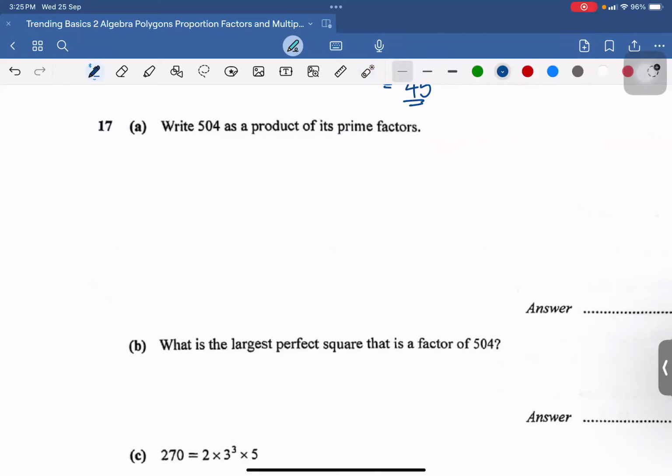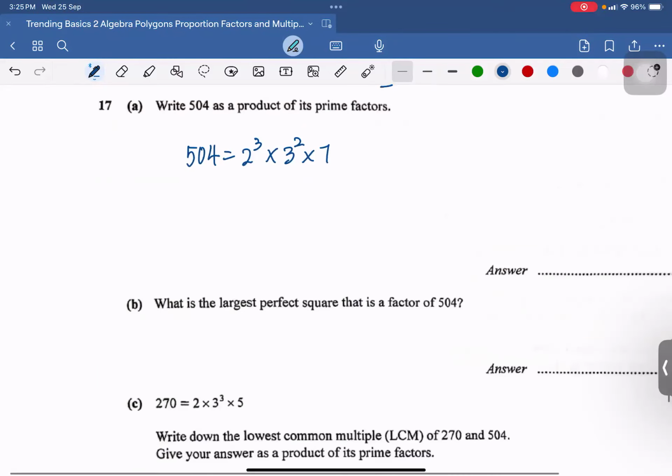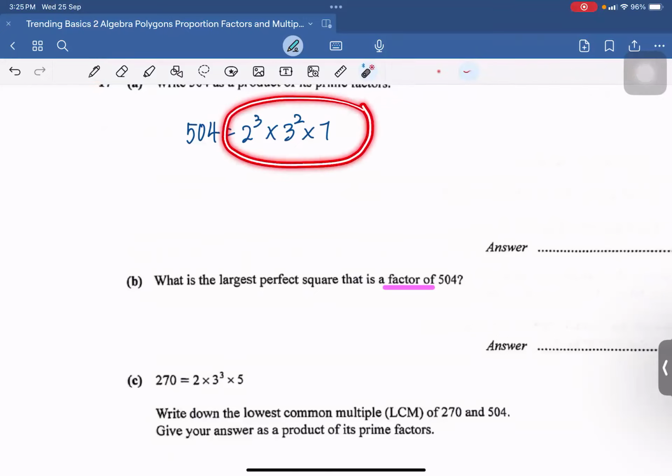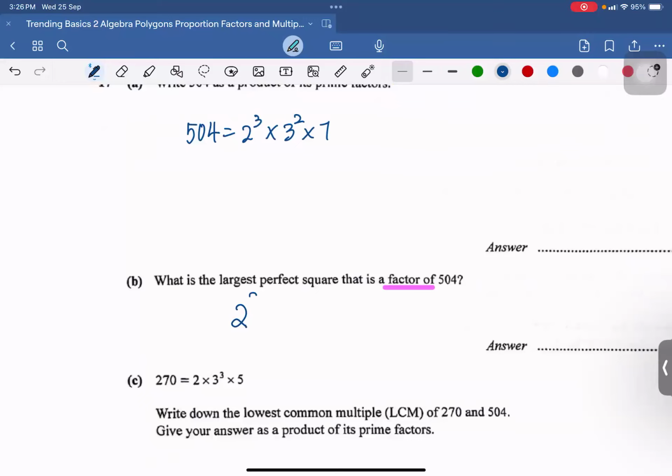So I look at it, 504, split this up into, anyone done the work? 2 cube times 3 square times 7. Okay, so in this case, write this one as a product of its prime factors. I got this answer. Now they ask me, what is the largest perfect square that is a factor of 504? That means I can only look at the factors. So what are the factors? The factors are 2 cube, 3 square, 7.